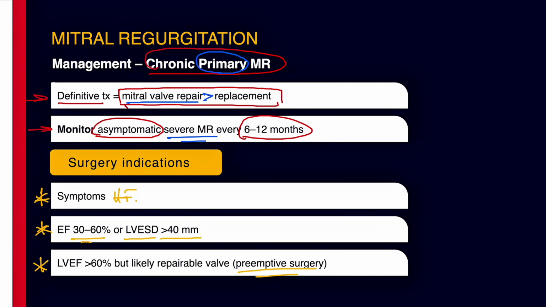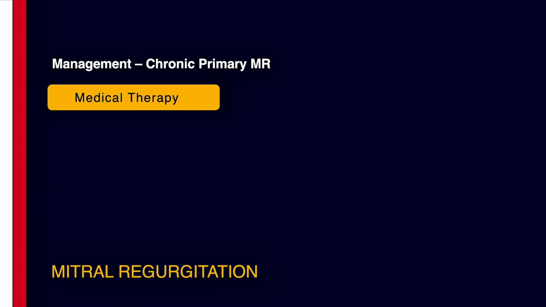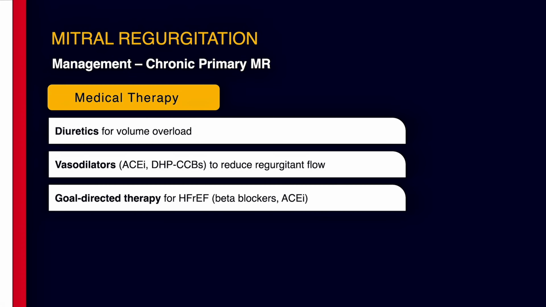All right. Medical therapy. Medical therapy doesn't fix the valve, but it can help manage symptoms or bridge patients to surgery, right? Gonna use diuretics for volume overload, vasodilators like ACE inhibitors or dihydropyridine calcium channel blockers can reduce regurgitant volume by lowering afterload. So I'm gonna facilitate the blood to go forward into the aorta, and less blood will go backward into the left atrium. If the patient has reduced ejection fraction, I'm gonna initiate GDMT, goal-directed medical therapy for HFrEF, including beta blockers and ACE inhibitors. Did you get that?